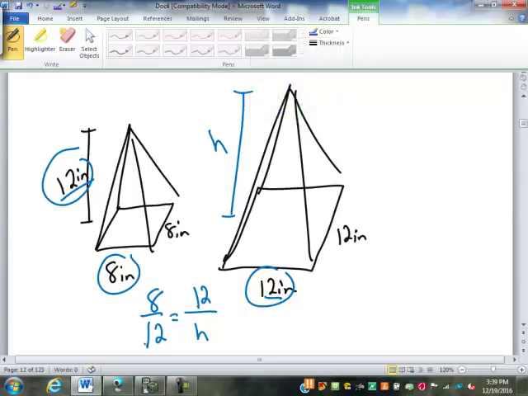So we'll cross multiply. 12 times 12 is 144. Divided by 8 is 16. So is that right? No, that should be 18, shouldn't it? 18. So this height here is 18 inches. What do you think?